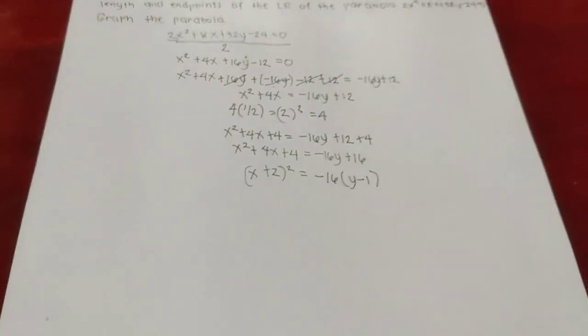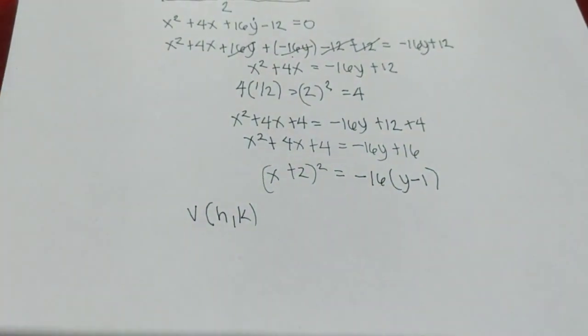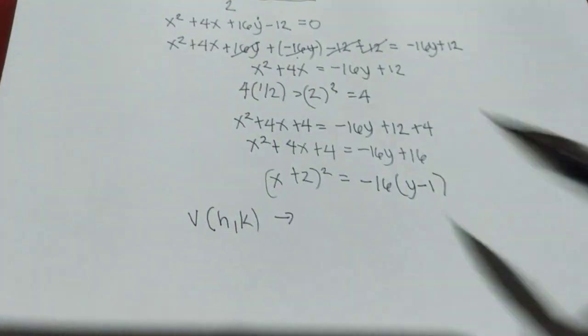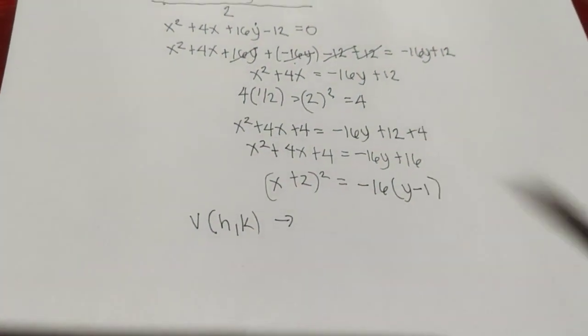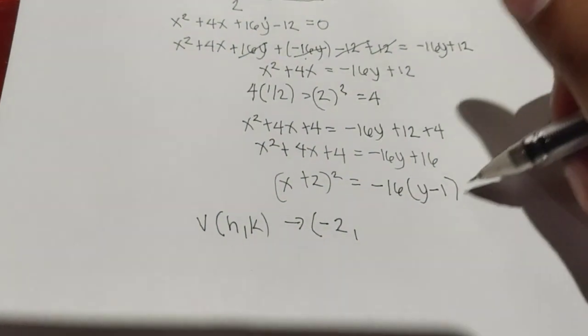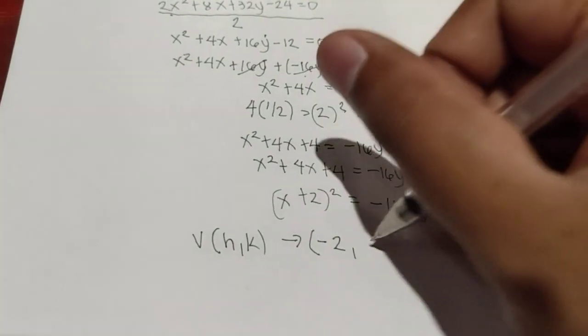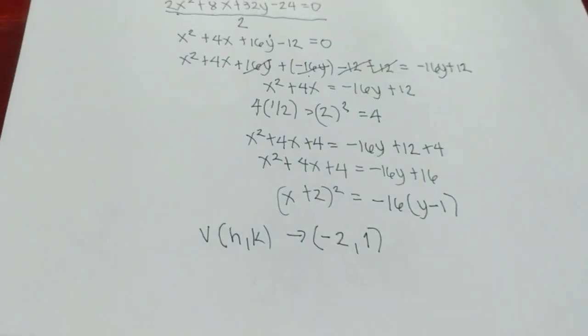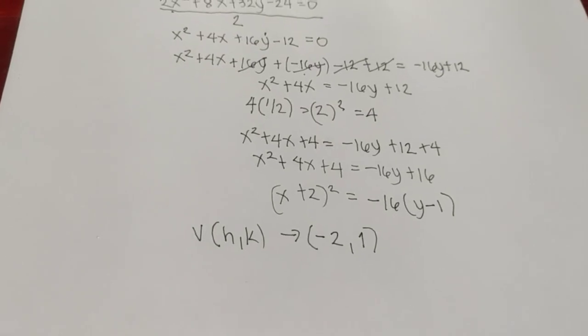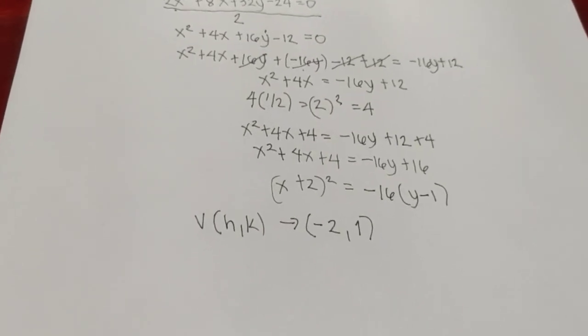So next, we are going to get the vertex of the parabola. So the vertex of the parabola is h comma k. Our h here is the opposite of positive 2, negative 2. And k here, the negate of negative 1 is positive 1. So our vertex is negative 2, comma, positive 1.